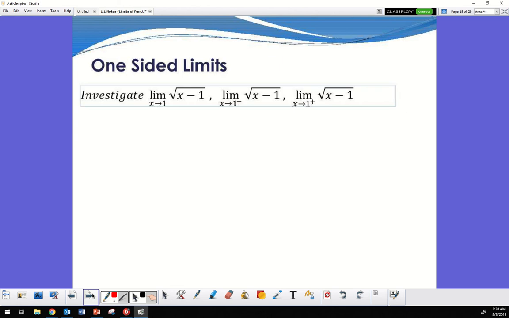Let me see, one-sided limits. Okay, so I want you guys thinking about this. We're not going to do this on the calculator. I want you guys to actually think. Now, can I do the limit as x goes to 1 here? You say yes? Hold up.